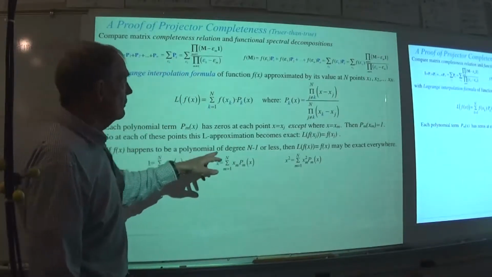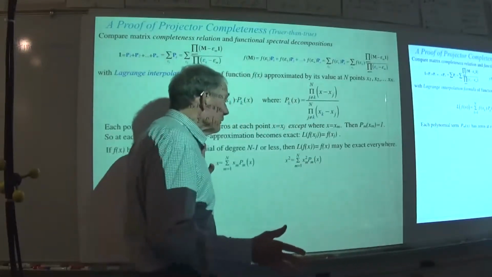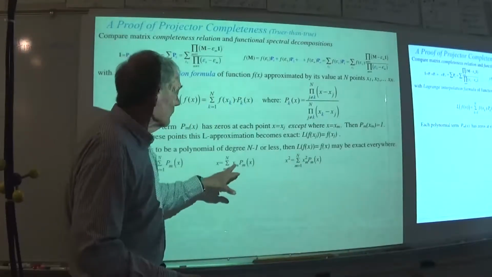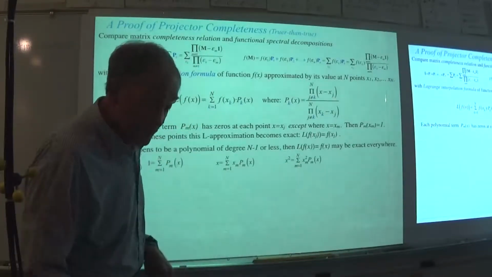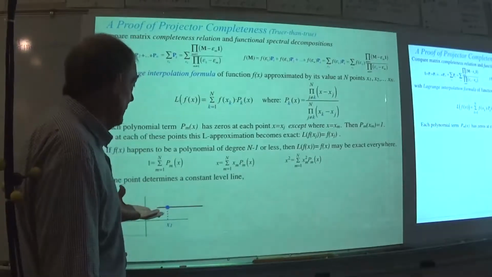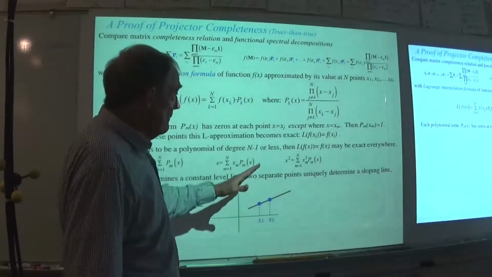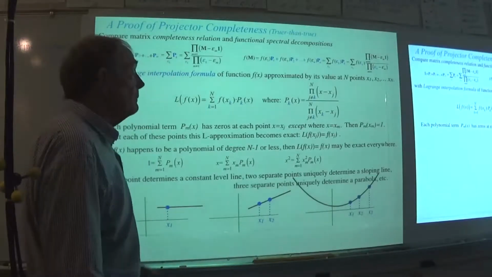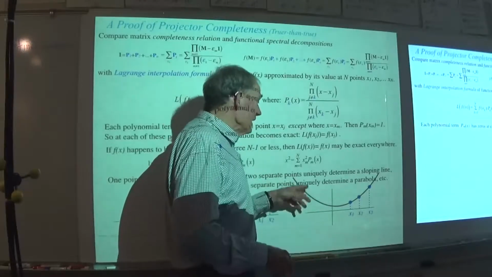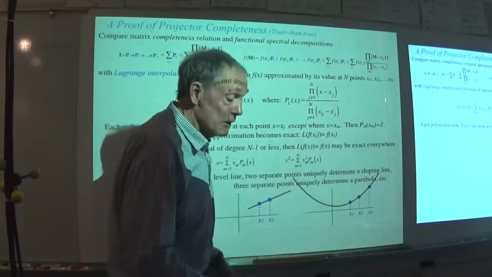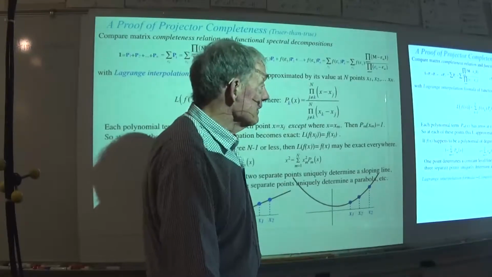It happens that a polynomial of degree n minus 1 or less makes it exact everywhere. I just write the linear guy, the quadratic guy, and if that's all I'm interested in, I'm just making a parabola, okay? One point determines a level line, 2 points make a sloping line, 3 points make a parabola uniquely, and that's what you'll get if the amount of things I have here is what it says, okay?